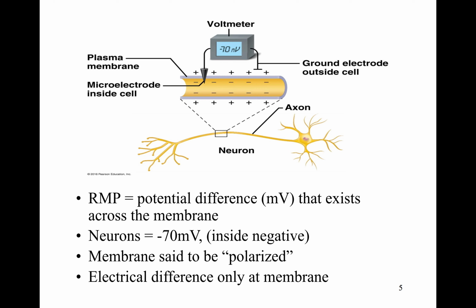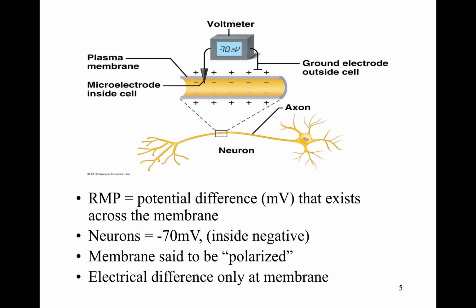We say then that the membrane is polarized, which just means that there's a clear charge difference across that plasma membrane. So one side of the plasma membrane is more negatively charged, the other side is more positively charged. That's how we would define if a membrane is polarized. So if it's polarized, either side of that plasma membrane has a difference in charge.